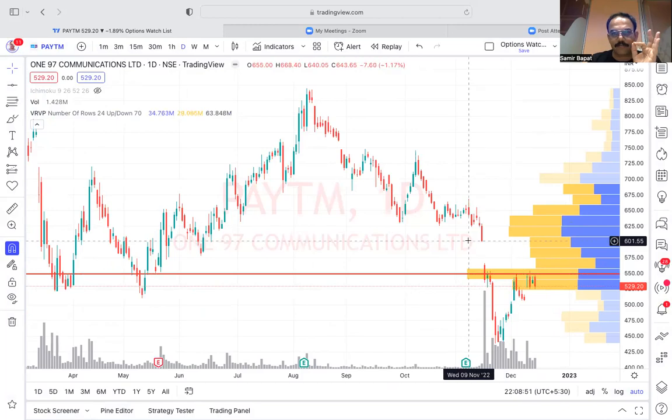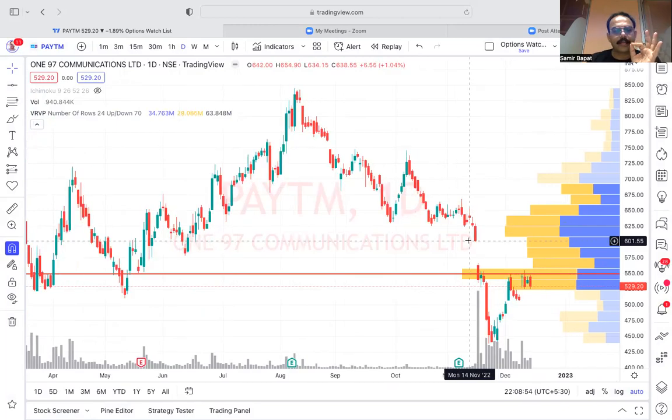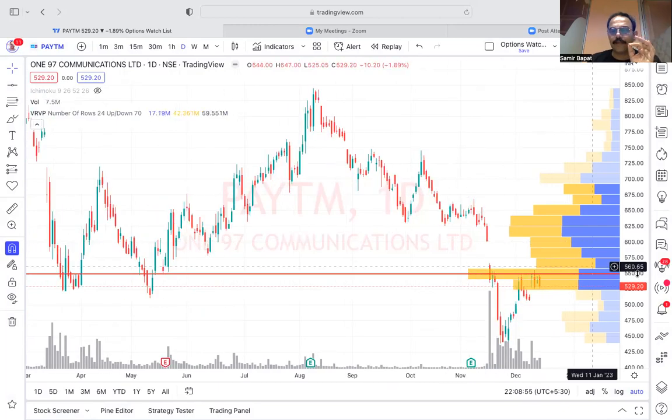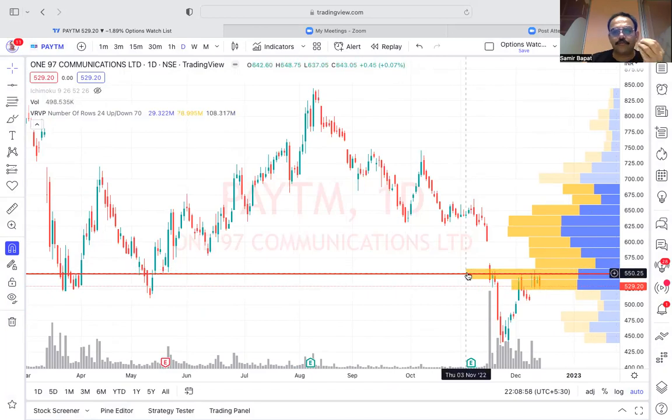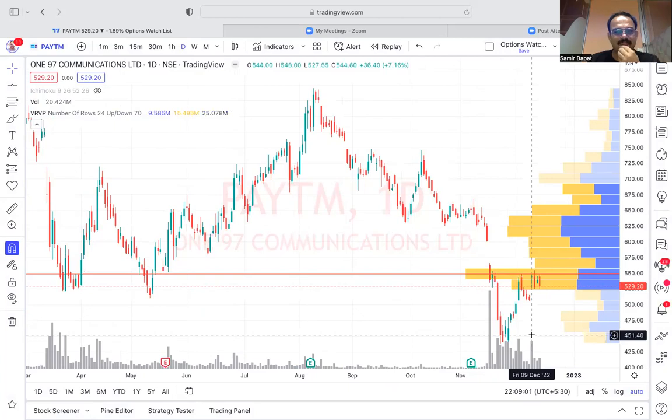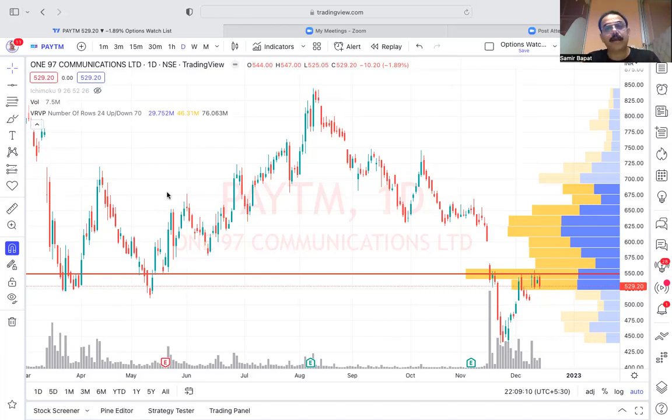This is exactly what I was telling. This is the volume profile at 550. You will see that the volume is highest. Agreed? Yes? The second question will come: should I buy it? I would say no, because the current price is somewhere below this volume profile.